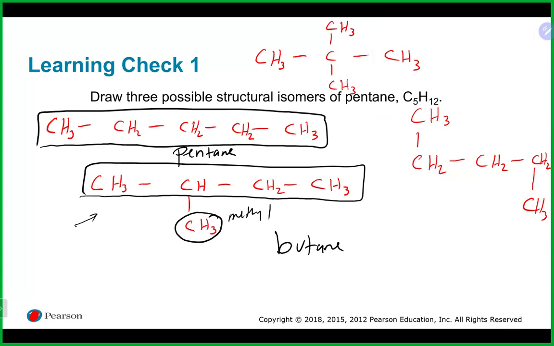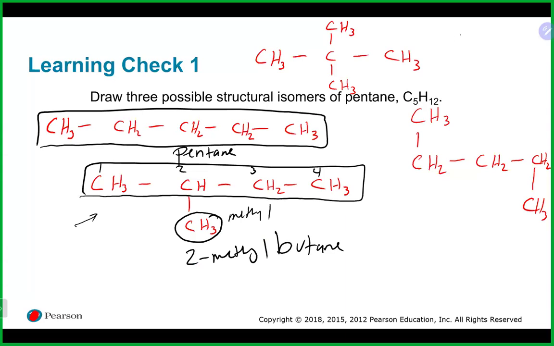If I had to number that, which way should I go to give it the smallest number? 1, 2, 3, 4. That's going to give that methyl group a smaller number. If I went the other way, it would end up at number 3. That means the name of this guy is 2-methylbutane, yes? Both of those guys have 5 carbons and 12 hydrogens. They both have different names. Congratulations, those are isomers. If I ended up with the same name, not so much an isomer. So those are 2 isomers of each other.